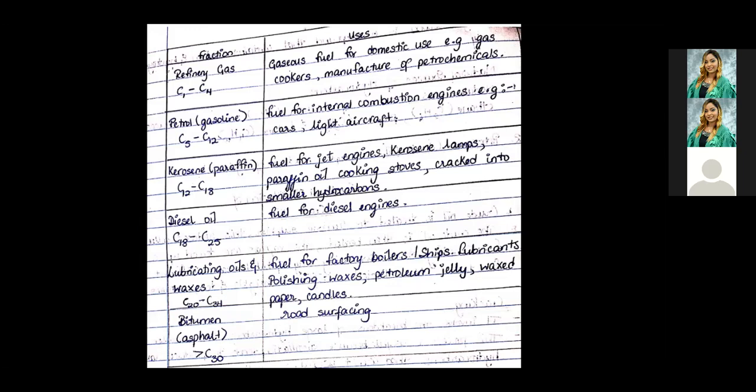Diesel is also known as diesel oil. It's used for diesel engines, lubricating oils and waxes. We use them as fuels in heavy factories and ships, and as lubricants, because all of this machinery needs lubricants. We use it as polishing waxes for our vehicles, petroleum jelly, wax paper, and candles. The heaviest one is asphalt, also known as bitumen, which is used for road surfacing. So I'm going to allow you to take this down. When you're finished, let me know.